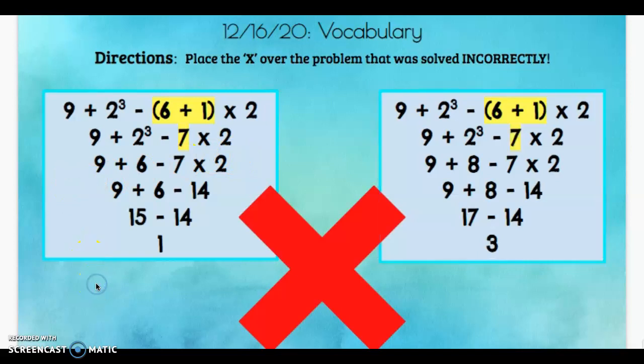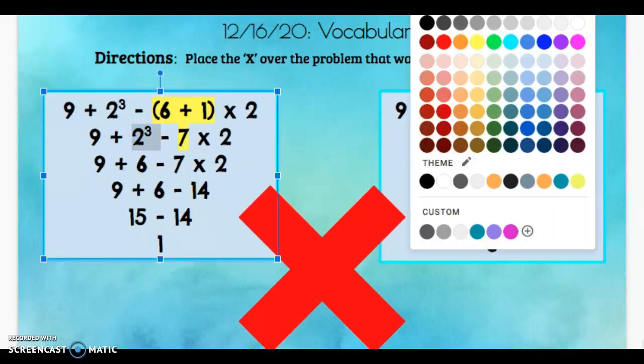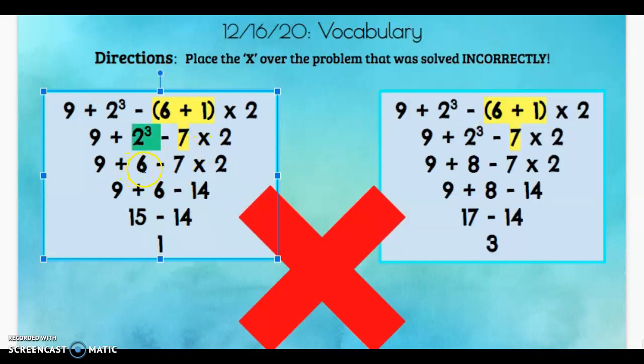Now we have no more parentheses because this is my new problem. Exponents. Okay, exponents. If I were to solve exponents, that would be the 2 cubed. Well, I know that 2 cubed means 2 times 2 times 2. 2 times 2 is 4. 4 times 2 is 8. So if I were to solve 2 cubed, I should get 8.